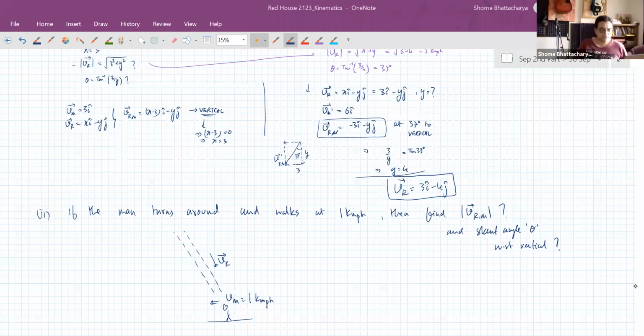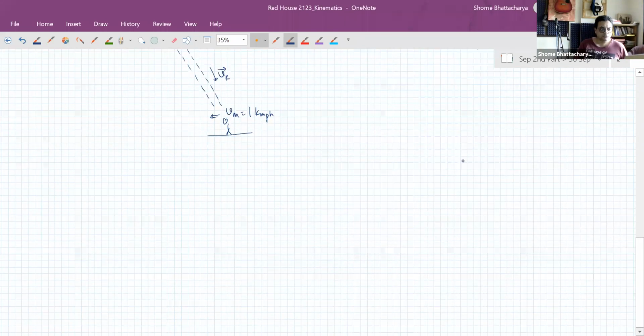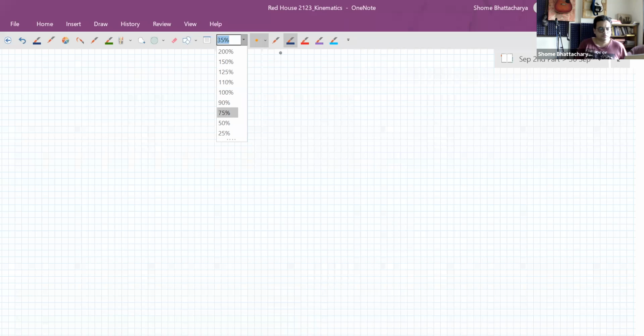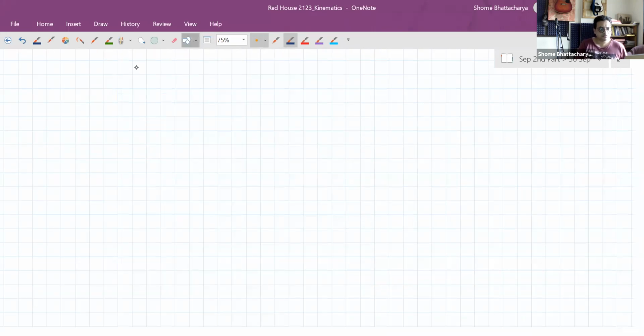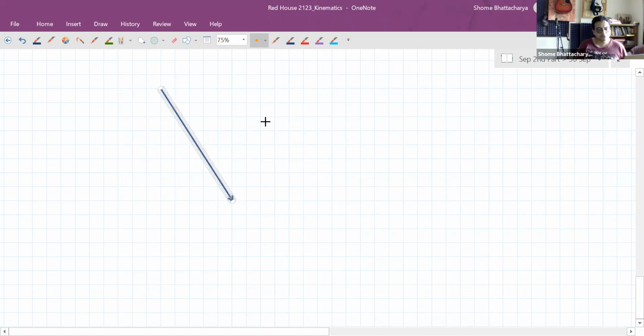Yes, very good, Manav. Once again, your answer is correct. Okay. So once again, you can see that you can very effectively use the vector diagram method if you want. So you know the velocity of the rain now. We have already calculated this is 5 kilometers per hour in magnitude. We have seen that this angle is 37 degrees.